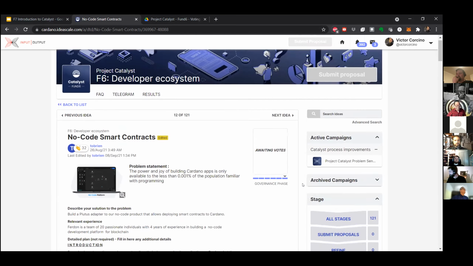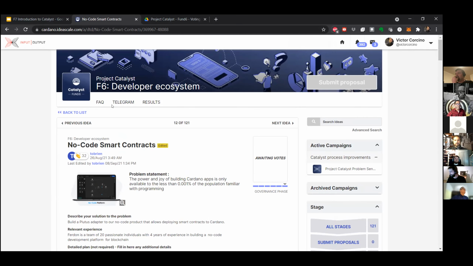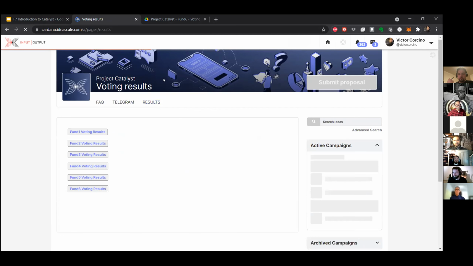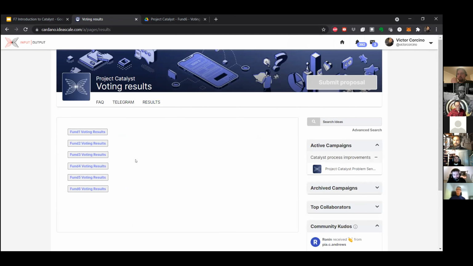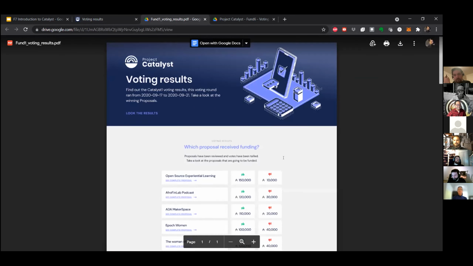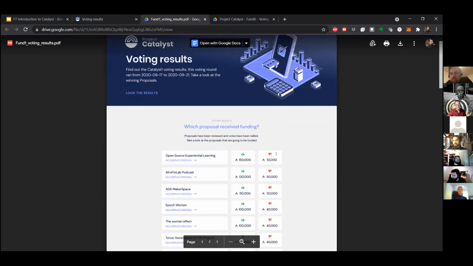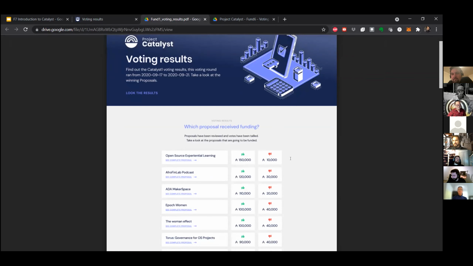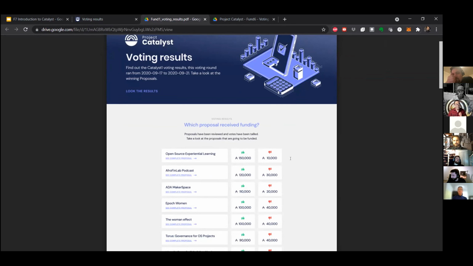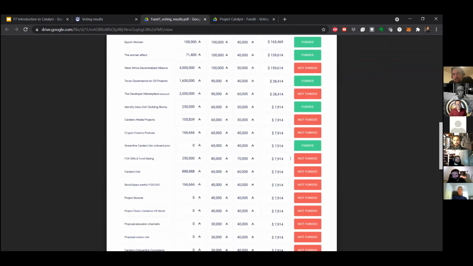And also here in IdeaScale, you can just click on results. As I said, you can check the results from all previous funding rounds, from Fund 1 to Fund 6. So for example, for Fund 1, there was this document. Fund 1 was a mock-up fund. None of these proposals were actually funded. It was just to test the mechanism.